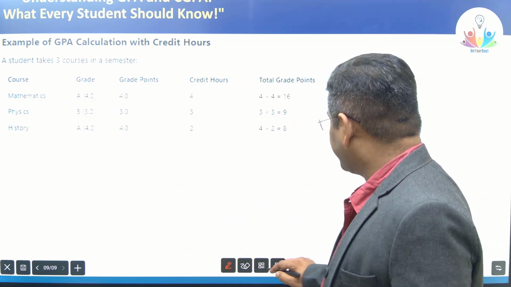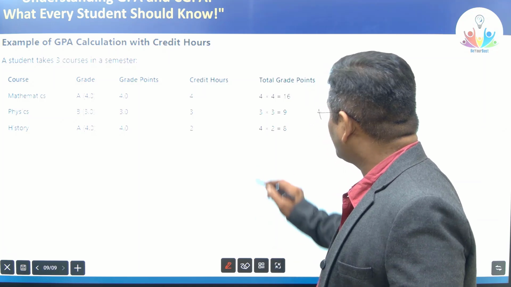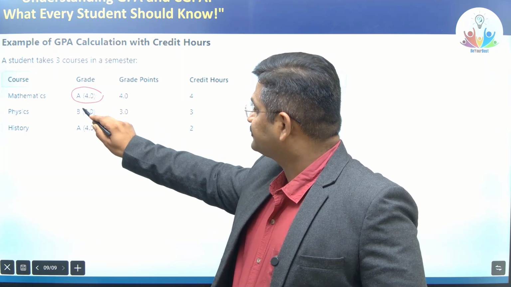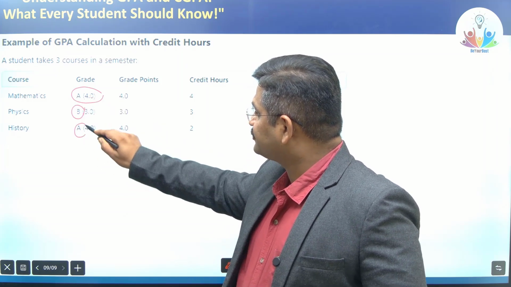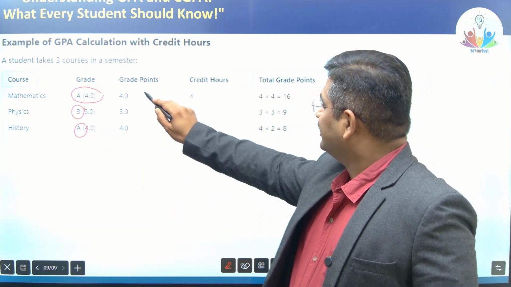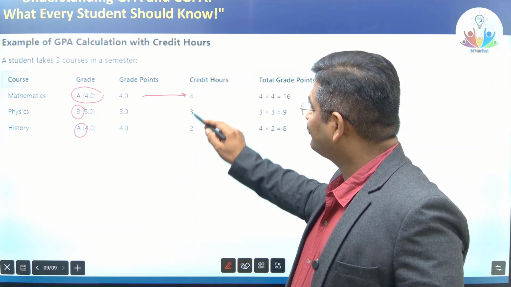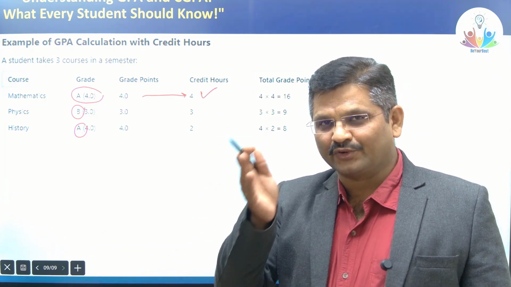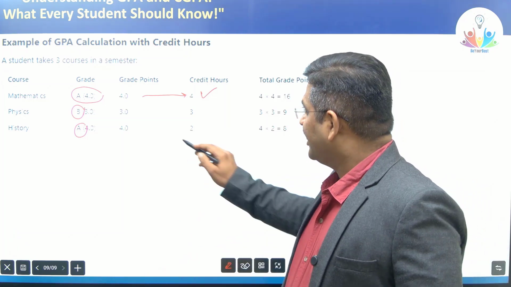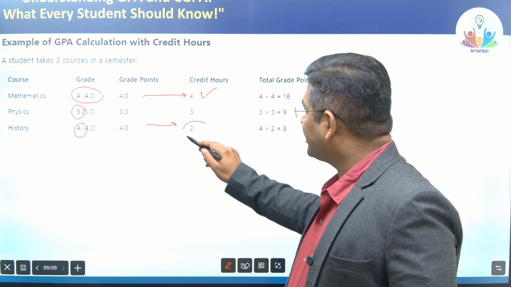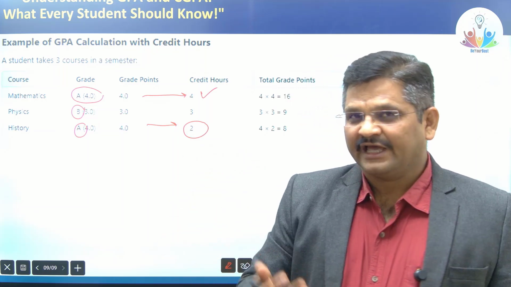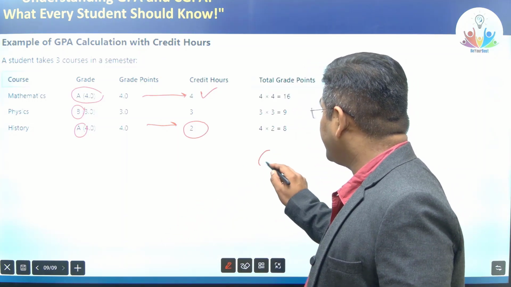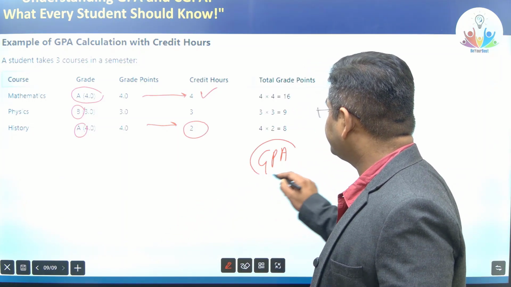Now, in these subjects, imagine the total concept. In mathematics the grade is A, in physics he got grade B, and in history he got grade E, and just mention the importance. If the credit hours is 4, definitely in this course the mathematics subject is more important. Students have to give more attention to the math subject. If the history credit hour is given as 2, it indicates it may be an elective subject.